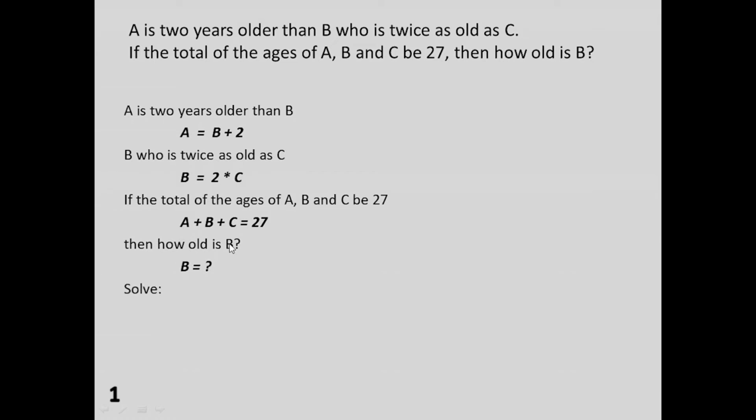Now, once you have formed these equations, solving them becomes easy. So now we need B. B is in this equation, but there is a variable A and also C. We know variable A from the first equation. So we simply substitute B plus 2 in this equation, and then the value of C is B divided by 2 to get 27. If we solve this, we'll get the value of B, which is the required answer.